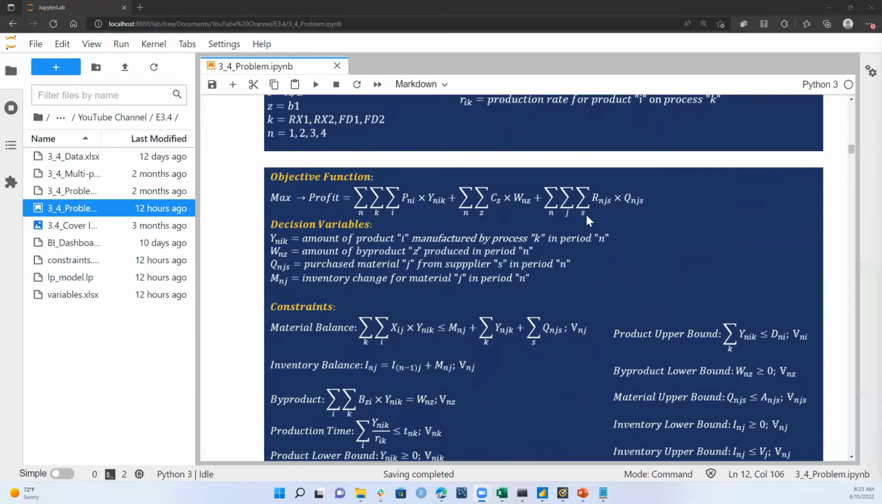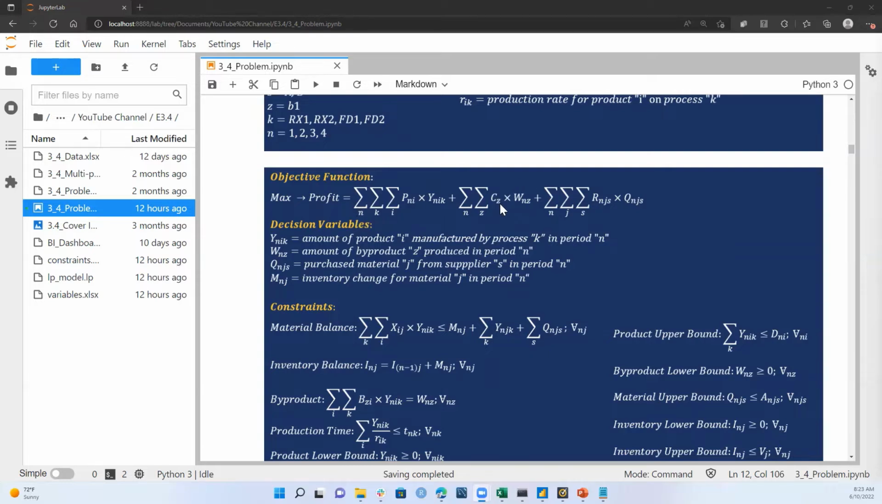So here we have our profit equation, and there's 3 terms to this equation. So this first term here is our profit contribution. This is the profit of product I in period N times the amount of product made on equipment or process K in period N. And that product is going to be summed up for all products I, all pieces of equipment, processes, or machines K, and across all time periods N.